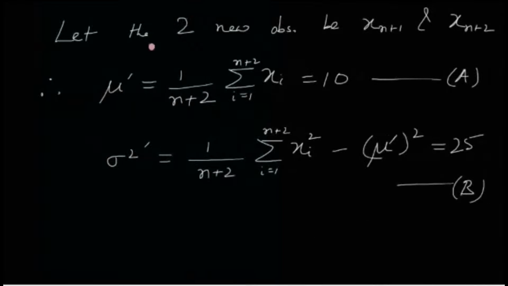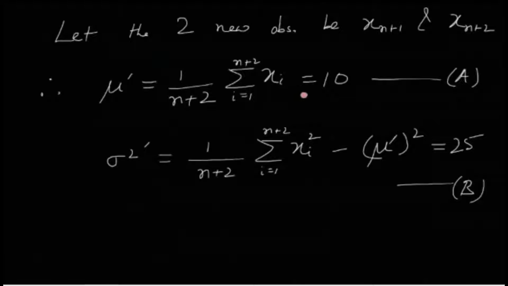Now, let the two new observations be xn+1 and xn+2. After these two observations are added into the set, the mean and variance still remain the same. So the new mean mu prime is 1 by n+2, since now there are n+2 observations, so 1 by n+2 summation i running from 1 to n+2, not n. Here's the mistake that some of us might make. We have to consider that there are n+2 observations now, two extra observations.